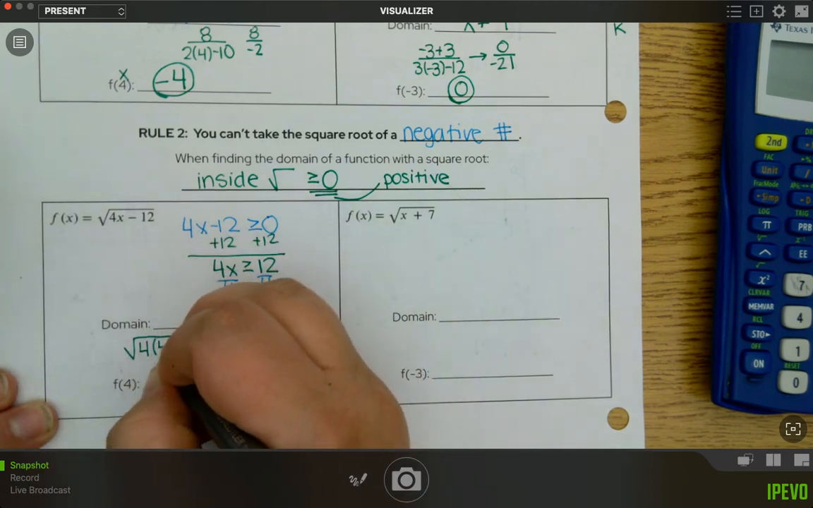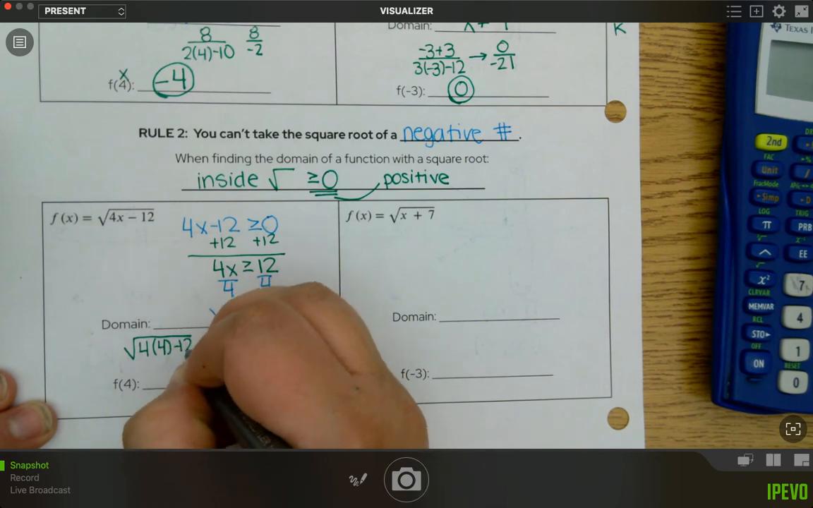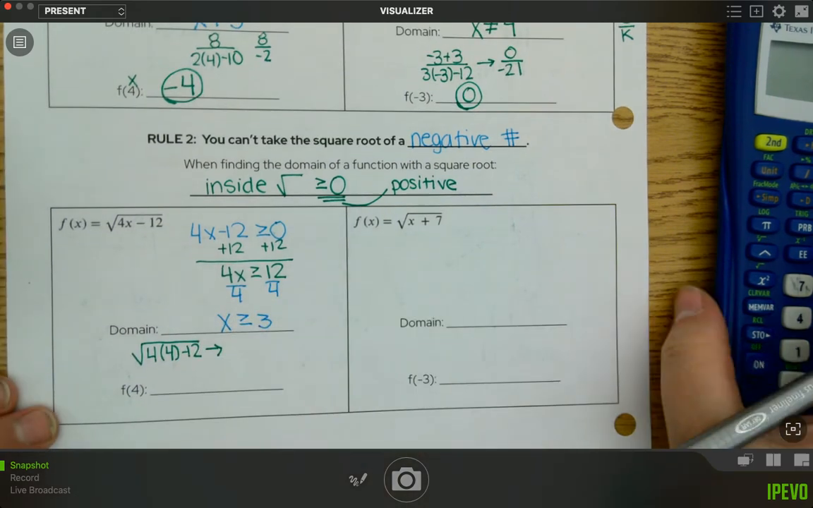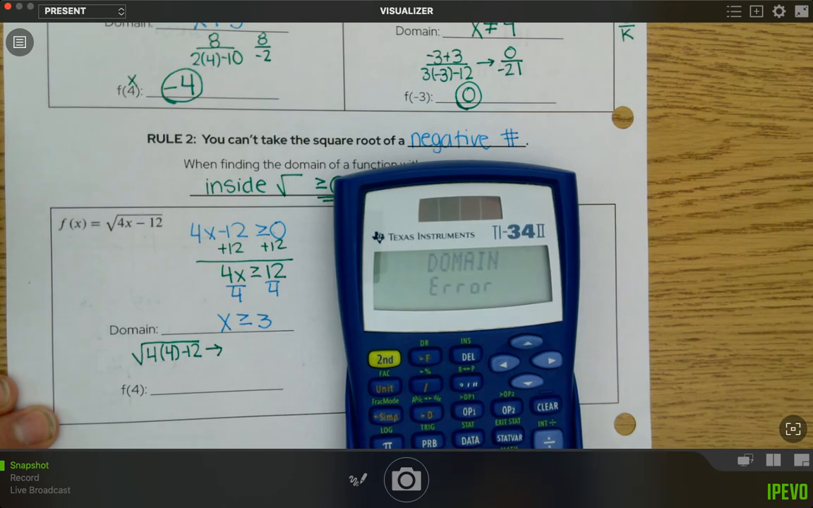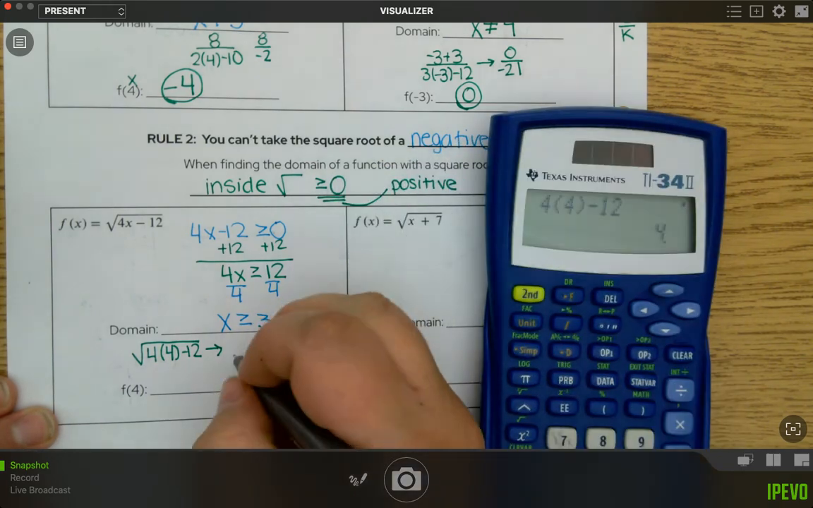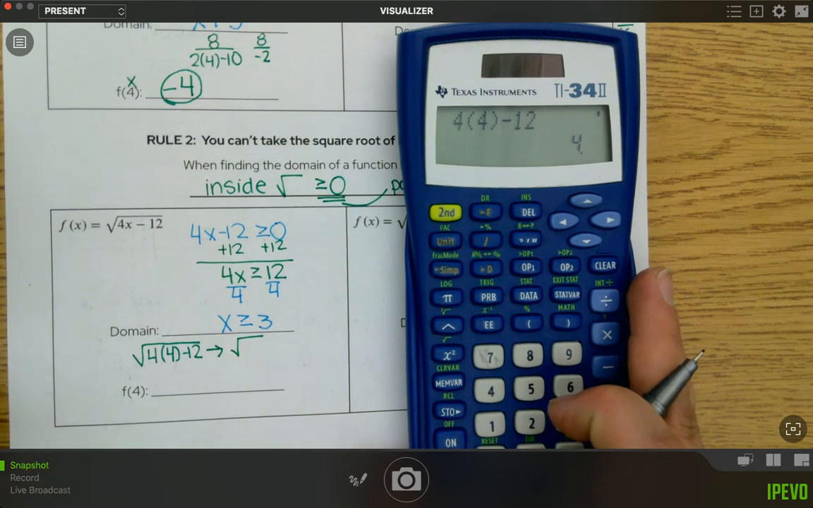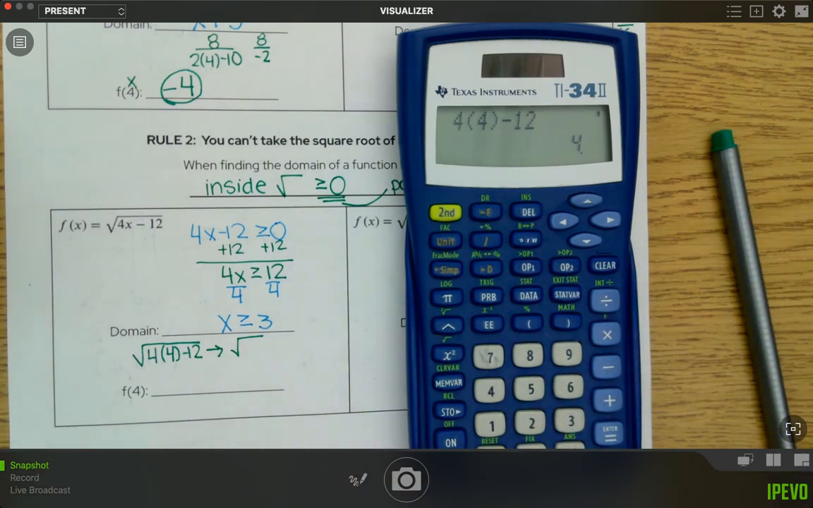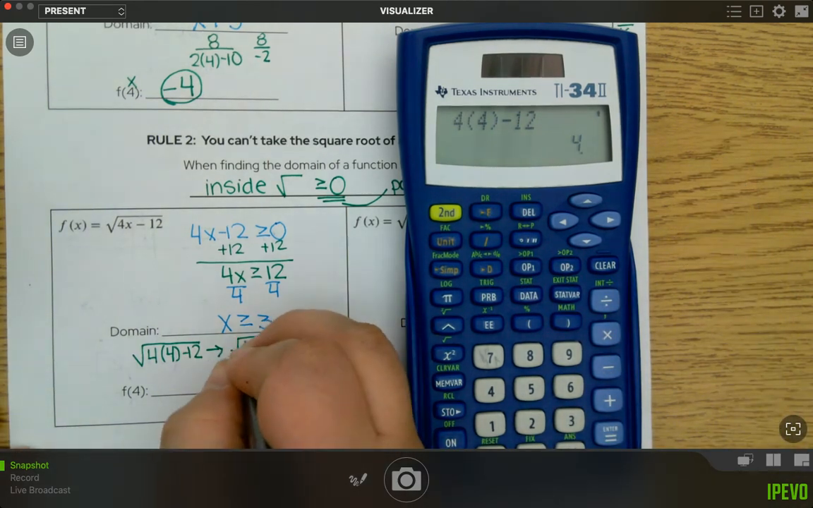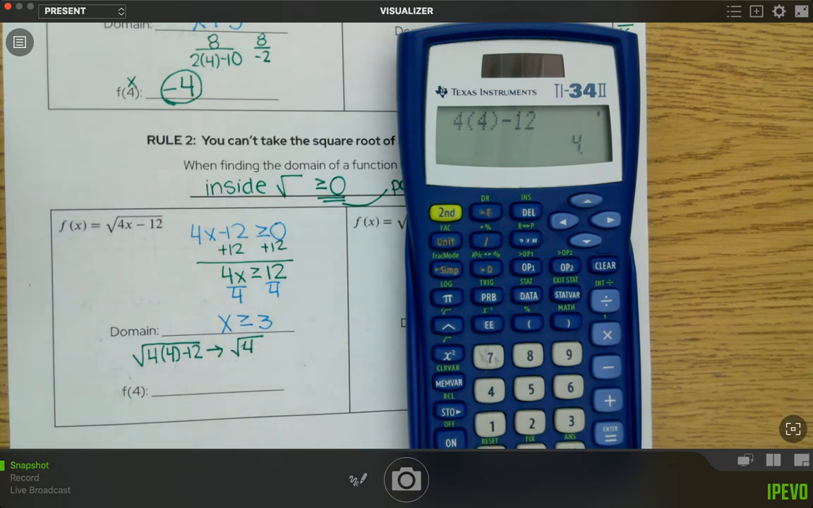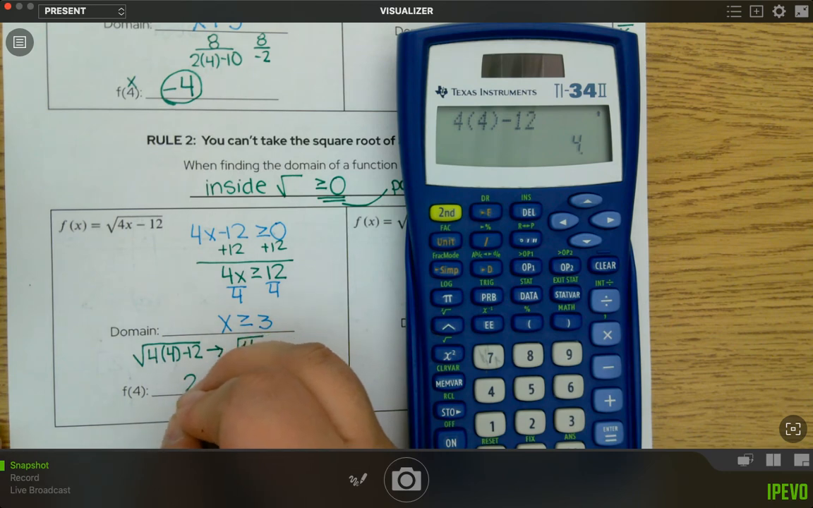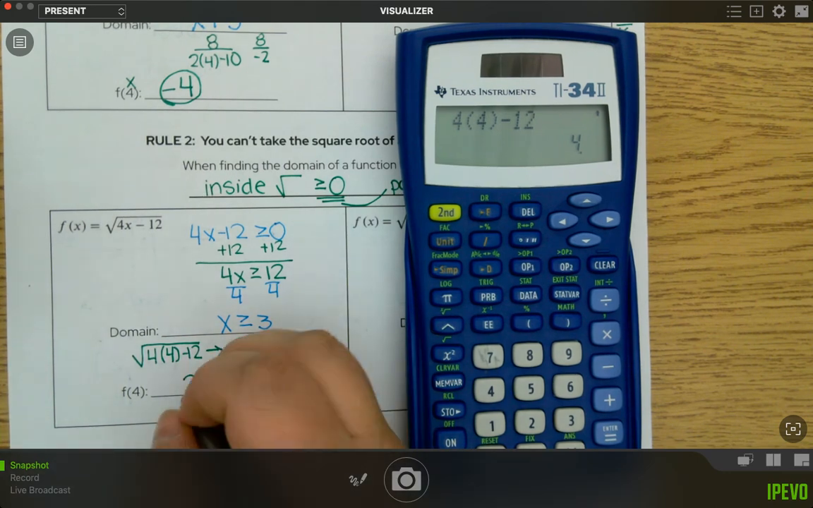And I didn't say that on the last one. I don't know if that's confusing anybody still. So 4 times 4 minus 12 is 4. And now we need to figure out how to do the square root of 4, if you don't already know what it is. So basically we're asking ourselves, what number times itself equals 4? That's what the square root means. Well, hopefully some of you know that 2 times 2 equals 4. So that would be your answer.